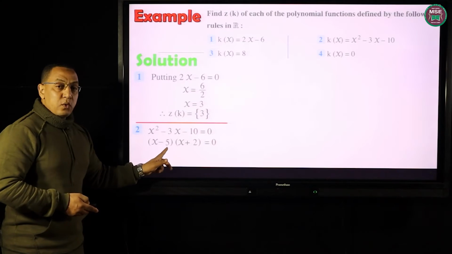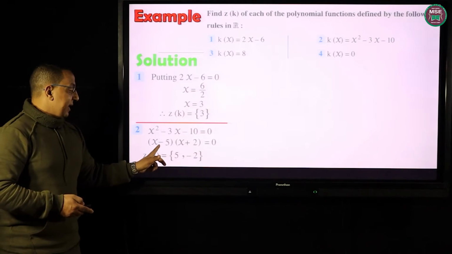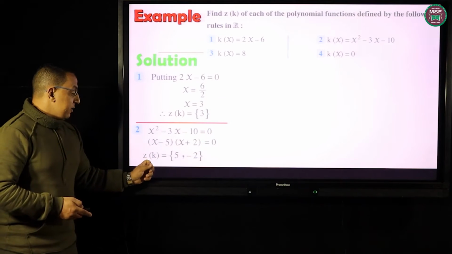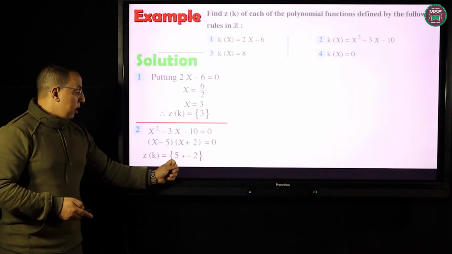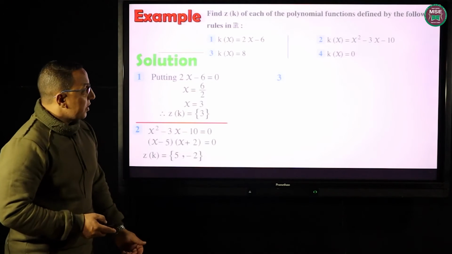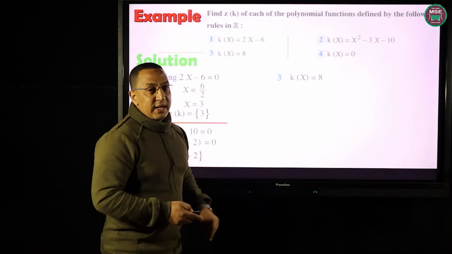So x equals positive 5 and x equals negative 2. Again, x equals positive 5 and x equals negative 2. So the zeros of the function k are 5 and negative 2. It's a very easy one.